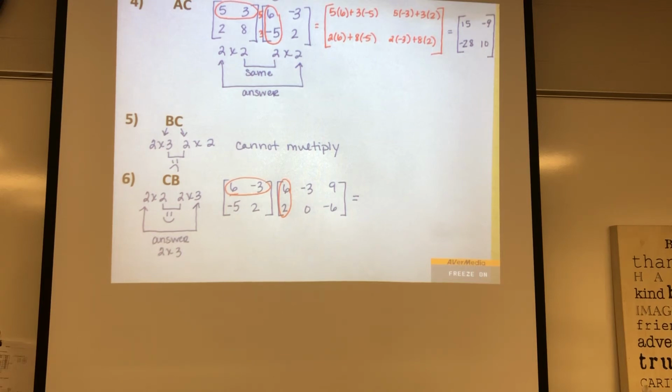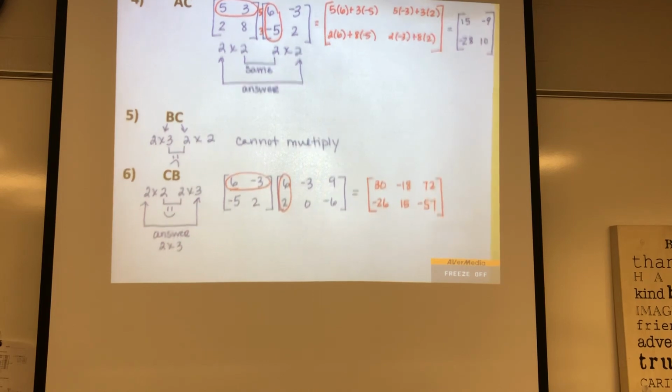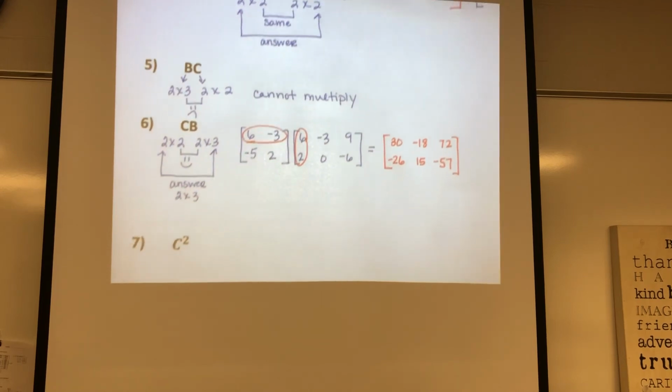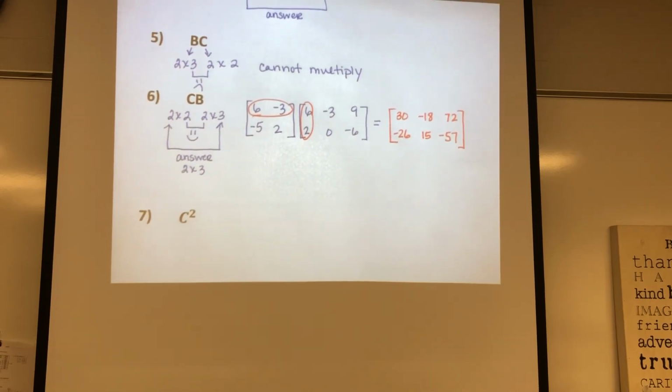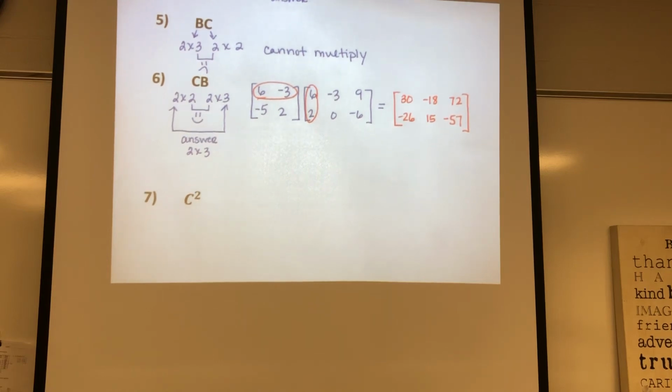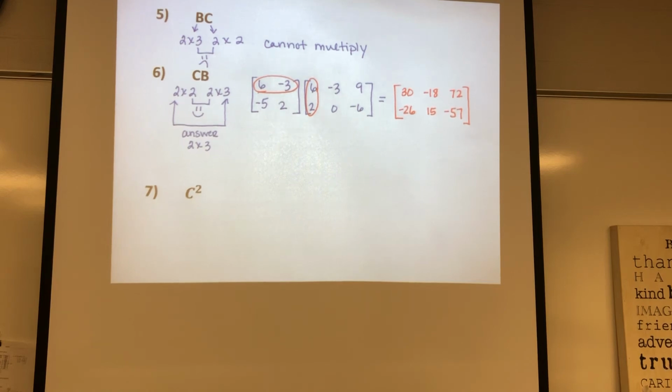Remember, we're looking for an answer that's a 2 by 3, so you should get 6 different elements in your final answer. And after you have all of those, then hit play again and come back and see if you have the right answer. So go ahead and hit pause, give it a try. All right, you should have come up with 30, negative 18, 72, negative 26, 15, negative 57. Woo! Hopefully you got all those.